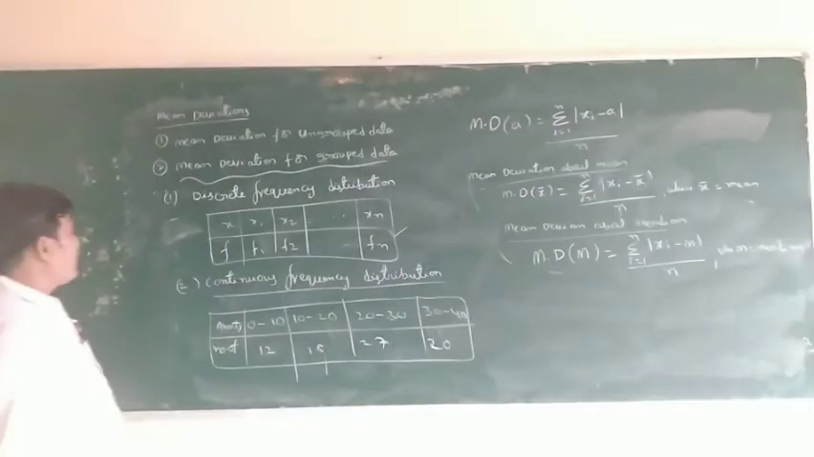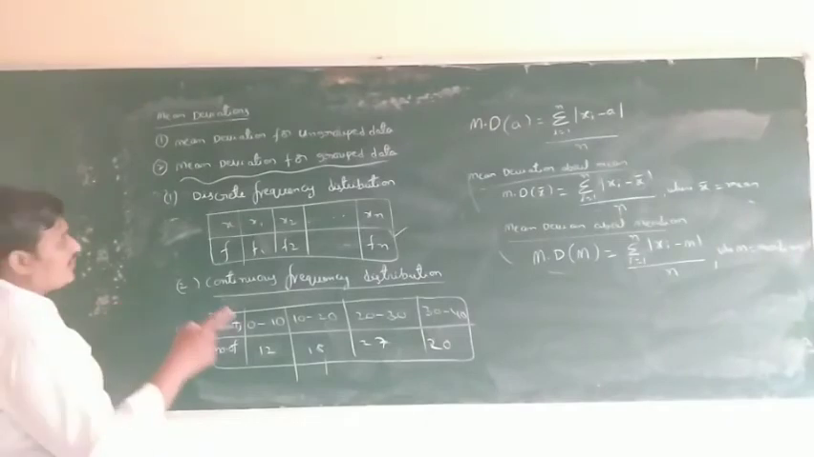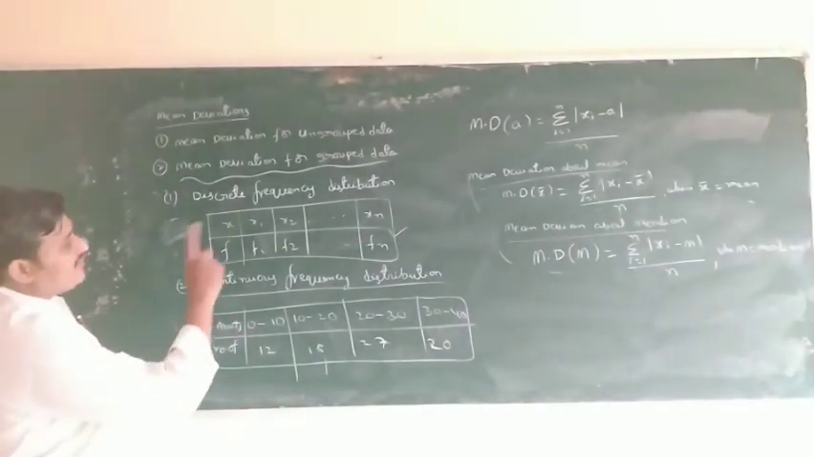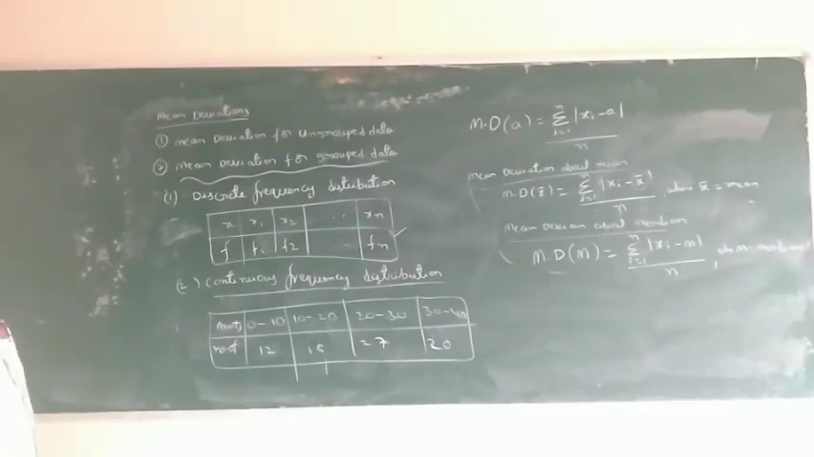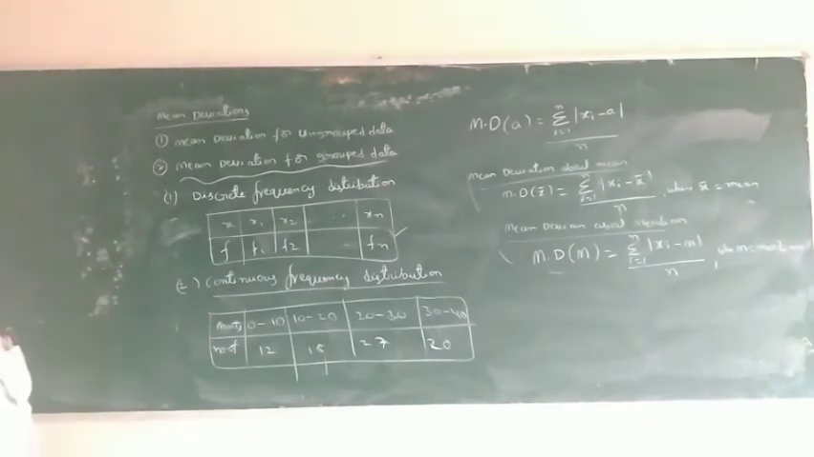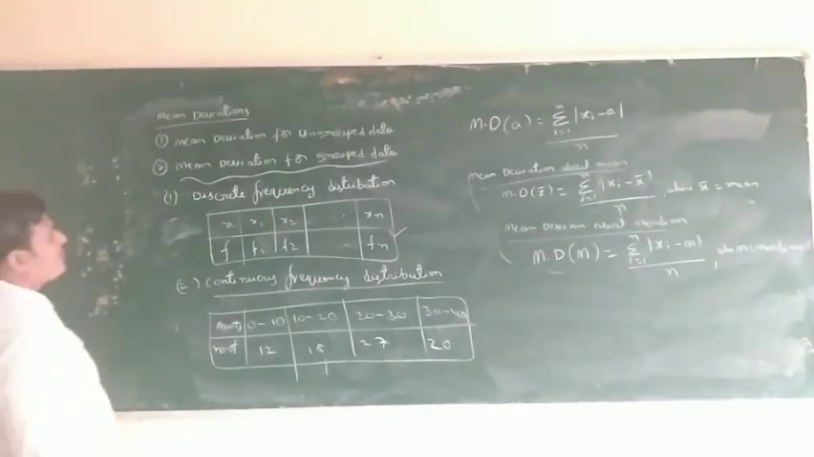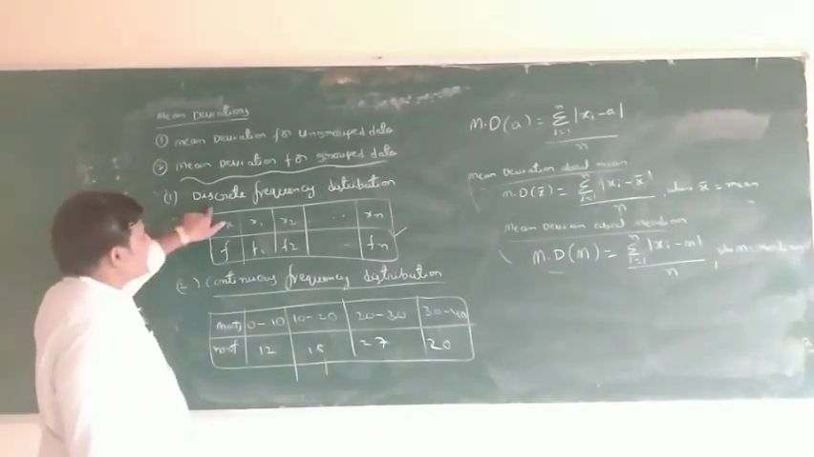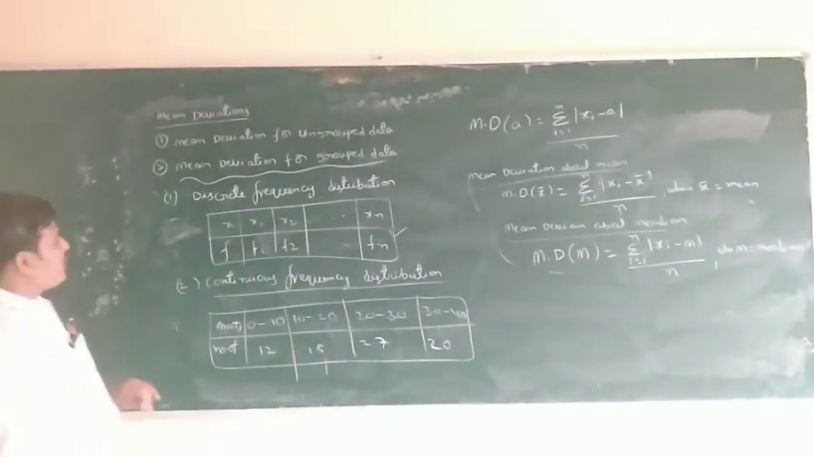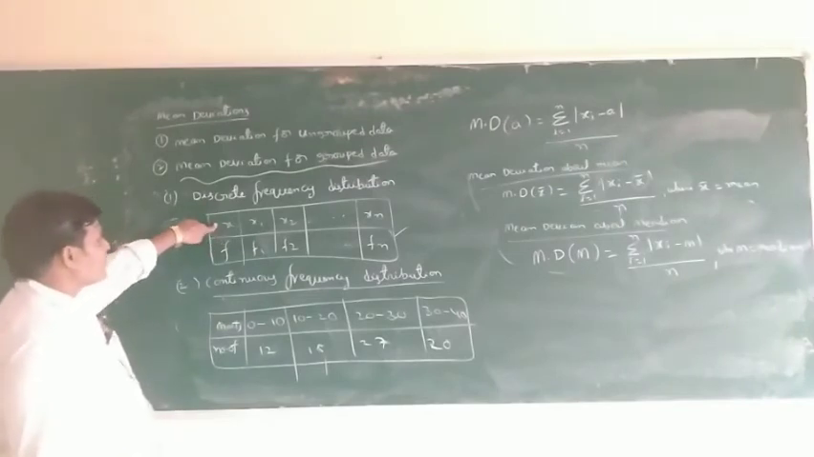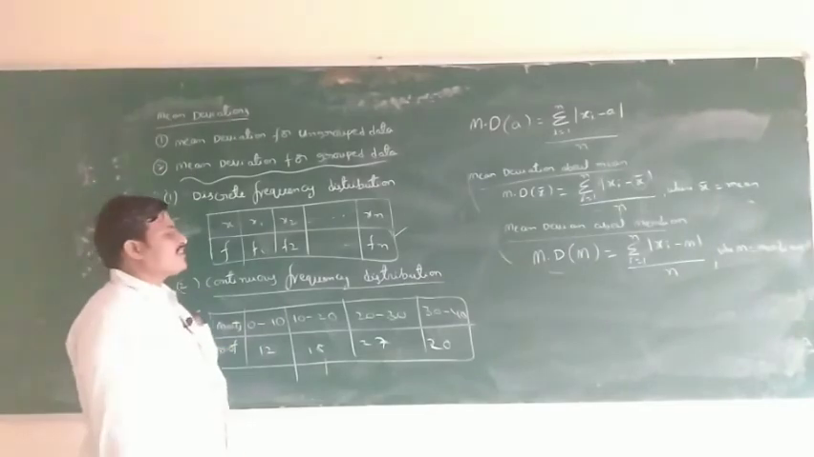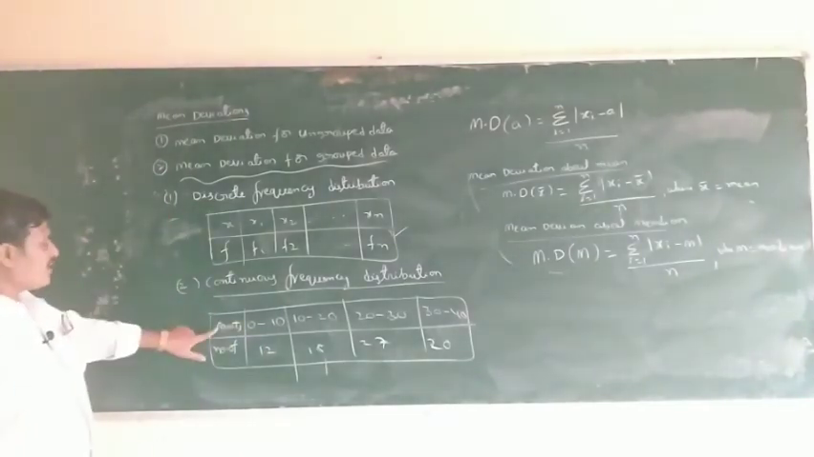Once again, to repeat: mean deviation is of two types, for ungrouped data and for grouped data. For ungrouped data, only observations are given. For grouped data there are two types. Discrete frequency distribution has only observations and frequencies. Next, continuous frequency distribution means intervals.